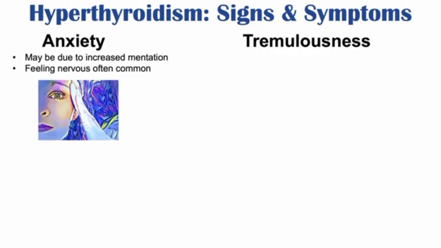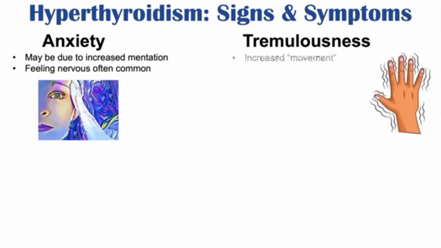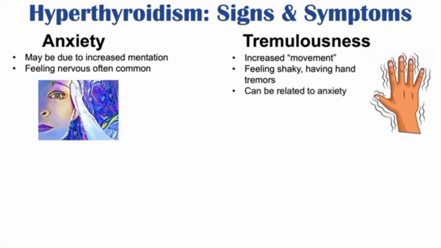Along with the anxiety, we can see tremulousness. So tremulousness is a tremor or increased movement. So again, we talked about those increased levels of thyroid hormone mediating increased movement. So we're going to see increased movement with hyperthyroidism. We're going to see tremulousness. And more specifically, patients will often feel shaky, and they can often have hand tremors. So their hands can be shaky. And this tremulousness can also be related to anxiety. So not only do they feel shaky, but they may feel anxious, and that can also contribute to that shakiness as well.